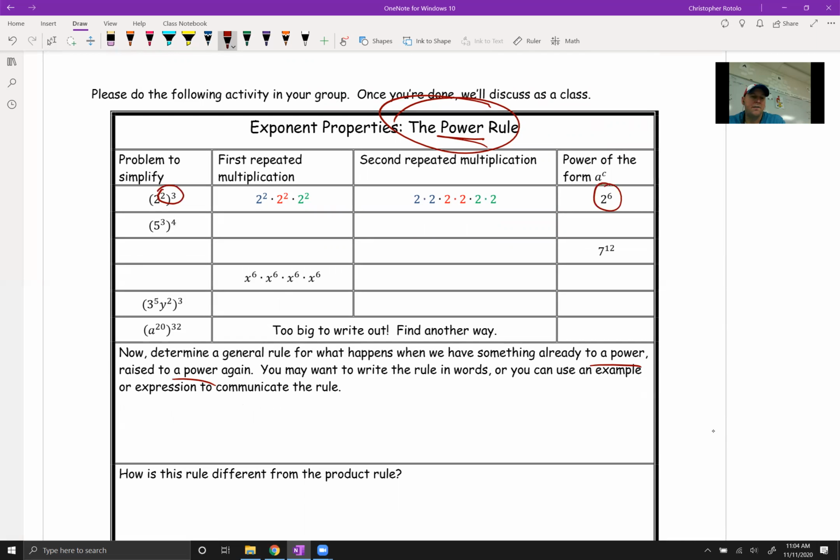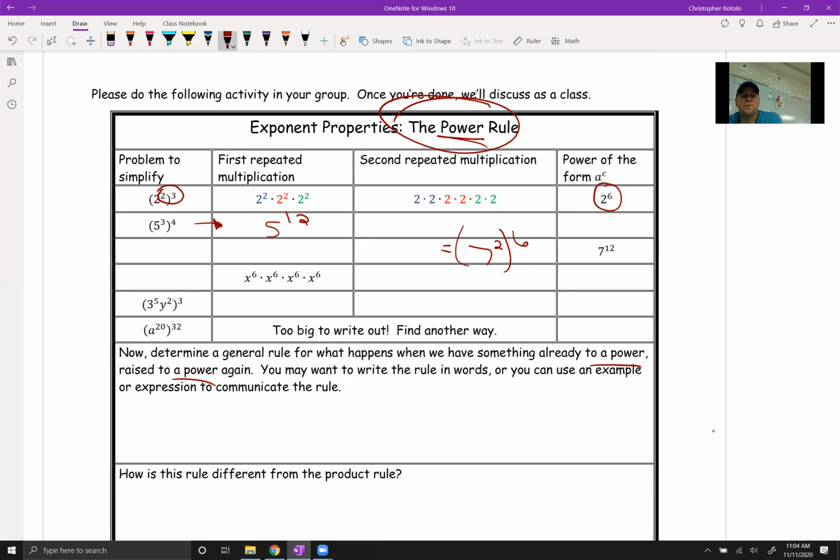So if I have 5 to the 3rd and I want 4 of those, so instead of writing this out over and over, we did see this in Algebra 1, right? This is supposed to be a brush up, not brand new. So we're going to say this is 5 to the 12th. Okay, so how can I get 7 to the 12th? Well, that would be 7 to the 2nd to the 6th.